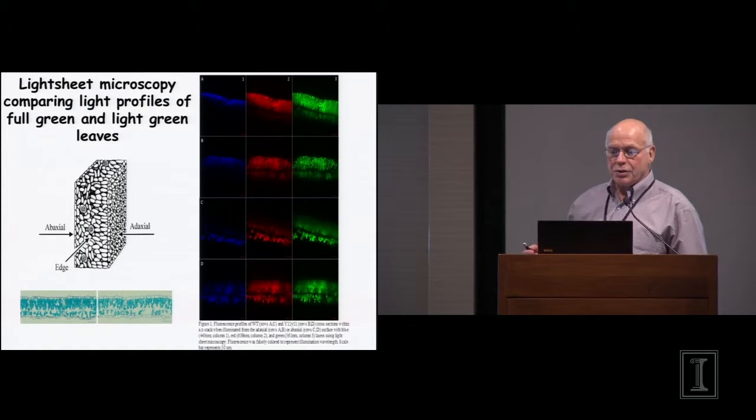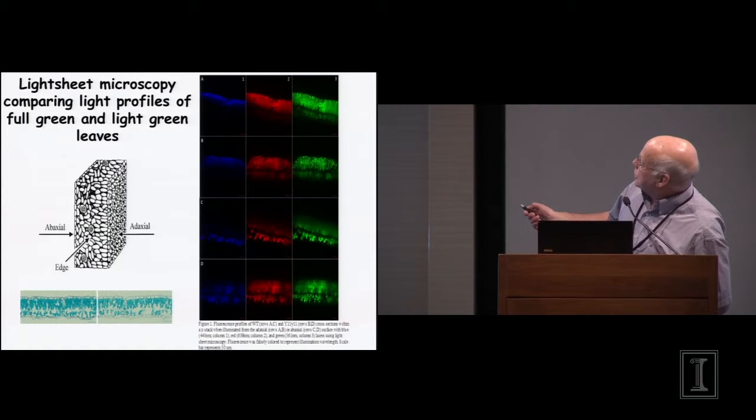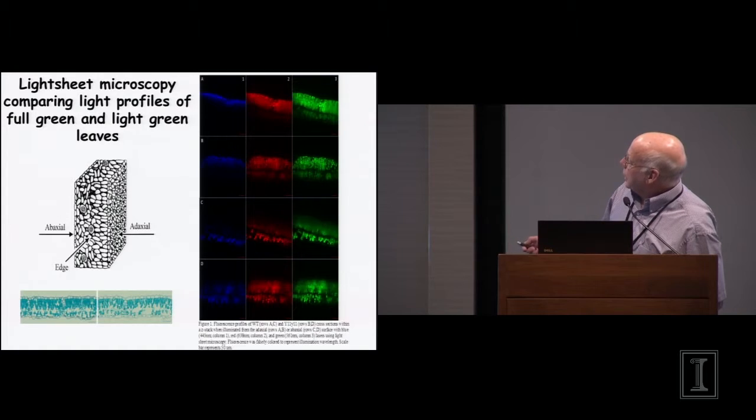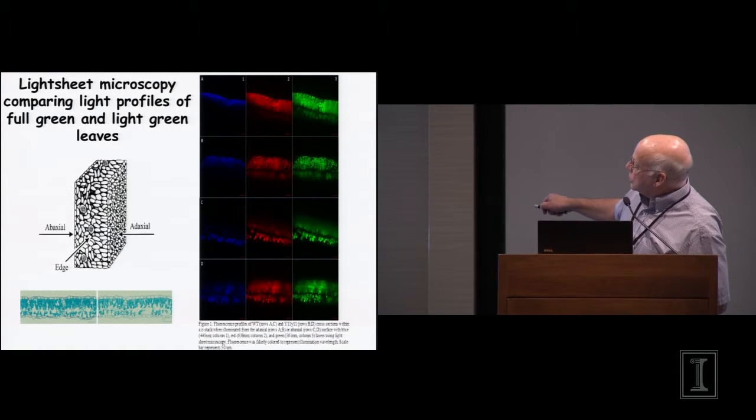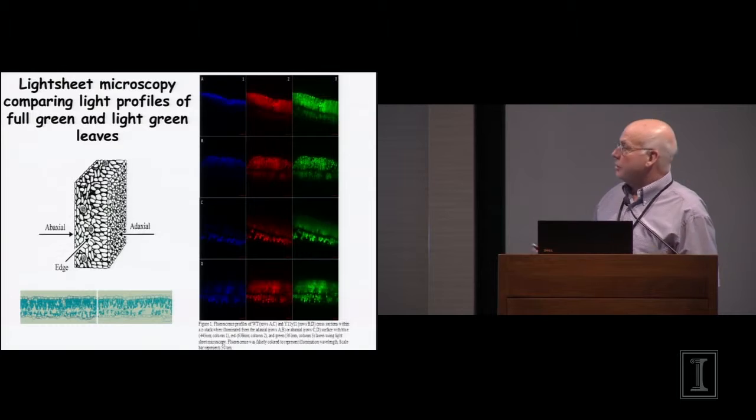I just want to direct your attention to these top two panels. This is the full green leaf. This is the light green leaf. What we do in light sheet microscopy is we can take a laser light sheet from the top of this leaf and then look at chlorophyll fluorescence from the edge of the leaf.